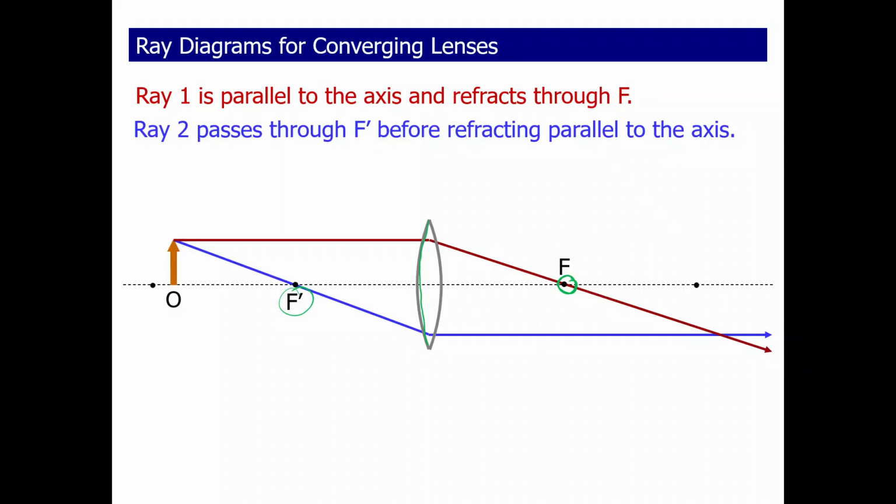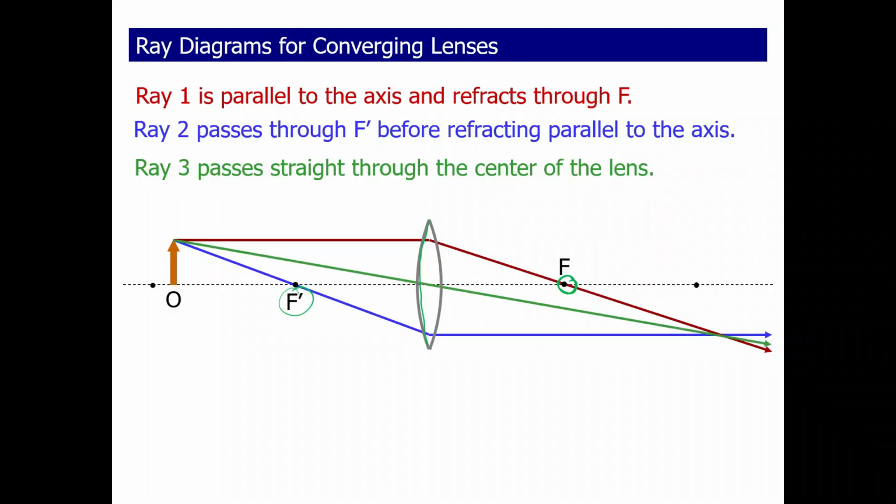Those are the only two that I usually draw, but I like the parallel. For me, that makes me happy. But ray 3 goes straight through the center. So if you were to draw that vertical line here, it's going straight through the center. So that's also an easy one to draw. I will sometimes use that just to double check and make sure that it's good.